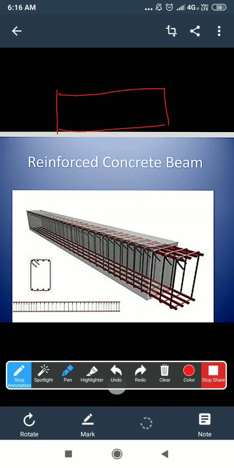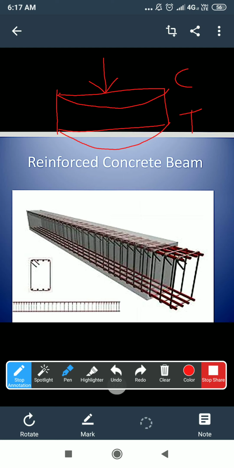So let us subject it to loading. The loading can be anything, a point load or a uniformly distributed load. When a complete concrete member is subjected to loading, due to the force acting on it, the beam will try to bend in the downward direction. As it bends, the beam will try to develop cracks from its bottom face. That is, in the case of a simply supported beam, tension will be acting at the bottom face, compression at the top face.